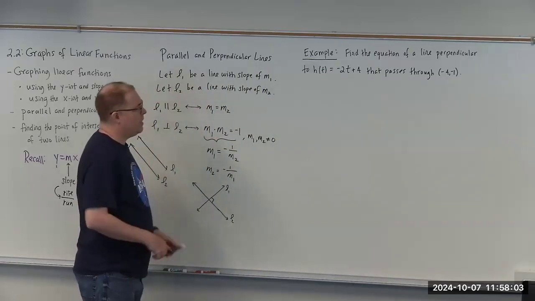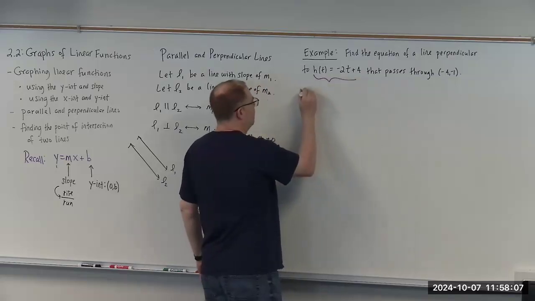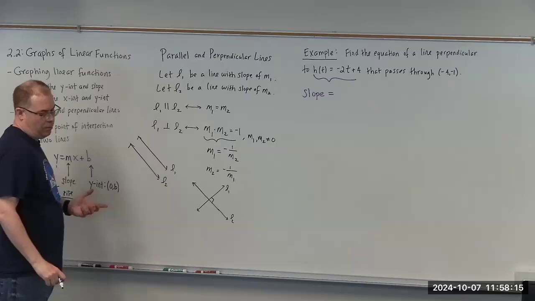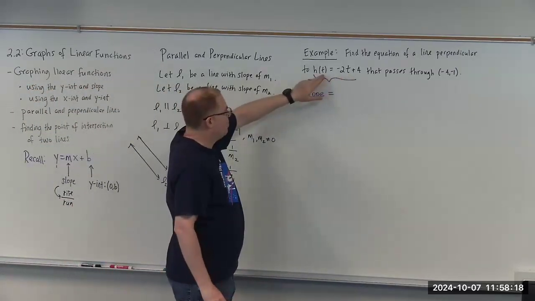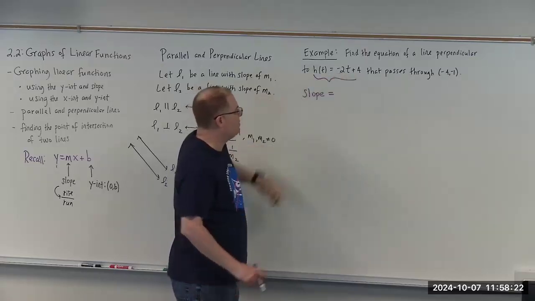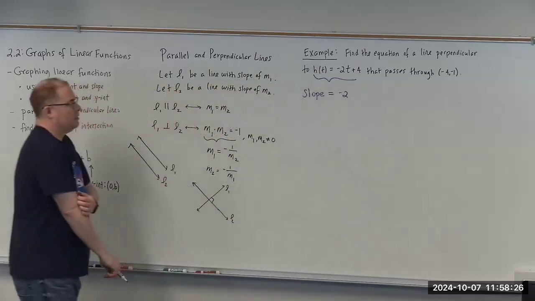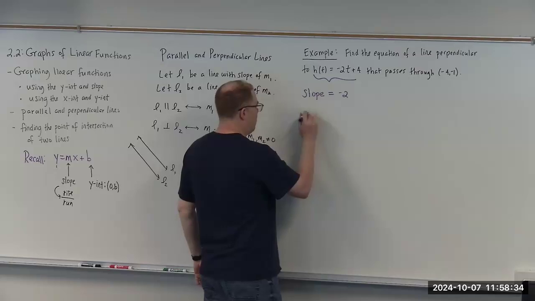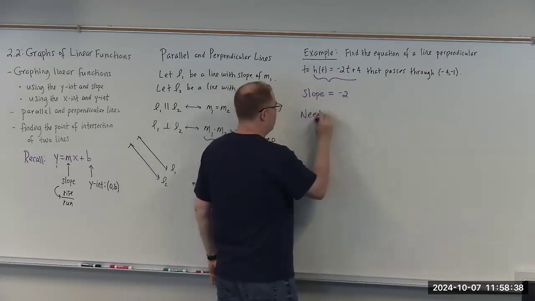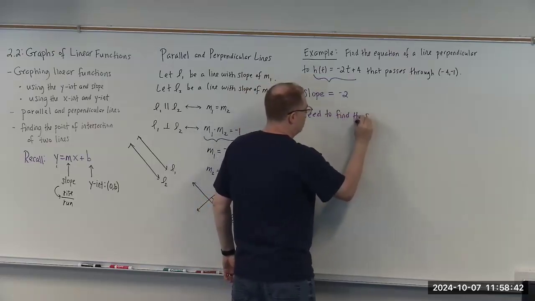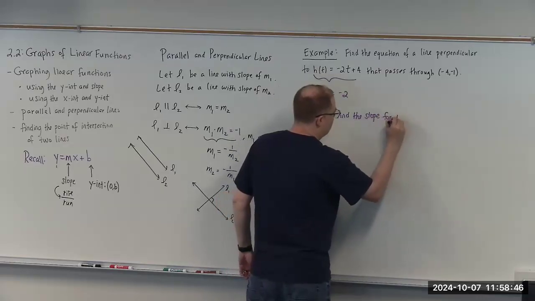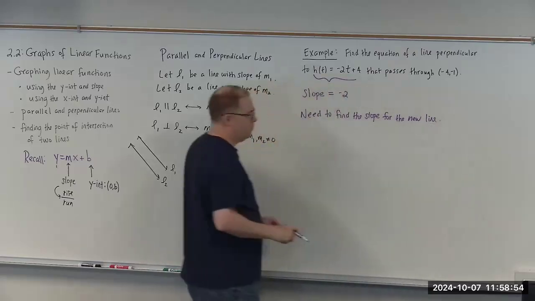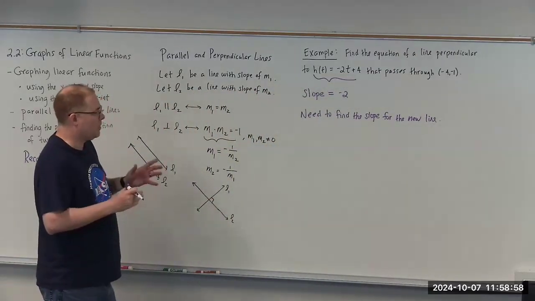So first thing is we need to figure out the slope of this line. The slope of that line is going to be -2. Think of this as y equals mx plus b, so -2 is our slope. We want to find the equation of a line perpendicular to that, so now we have to figure out the slope for our new line, the one that we're trying to figure out here.